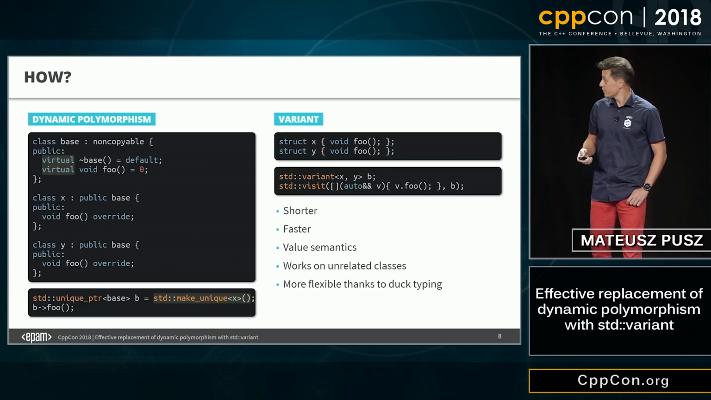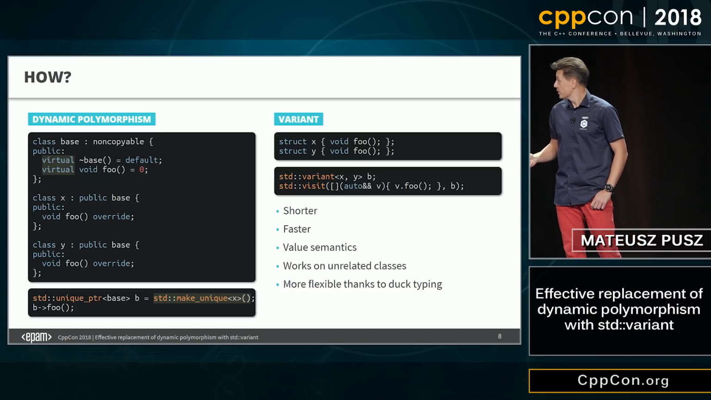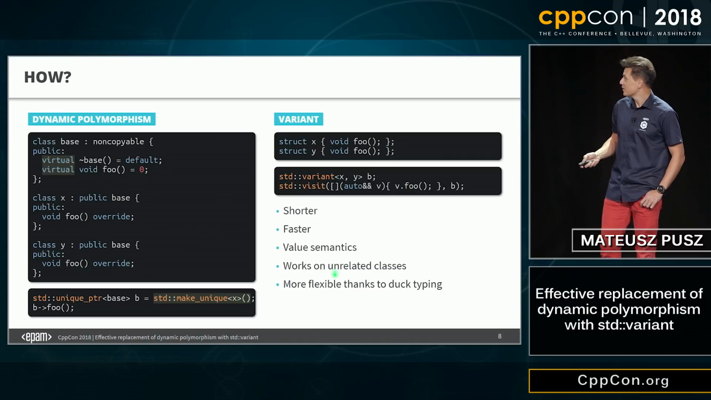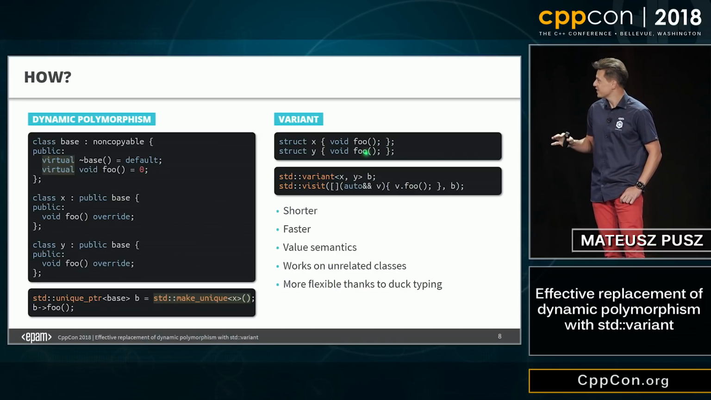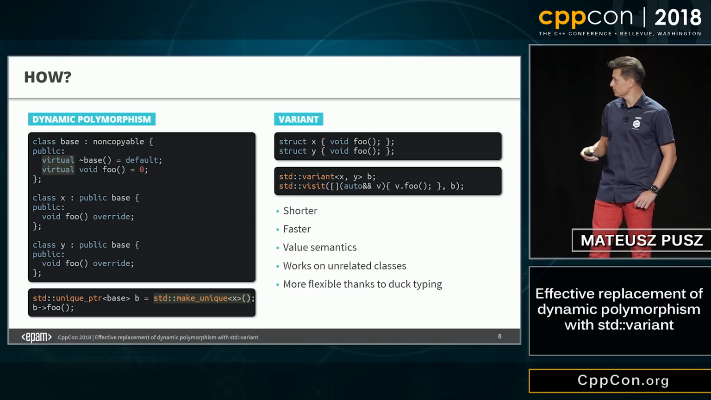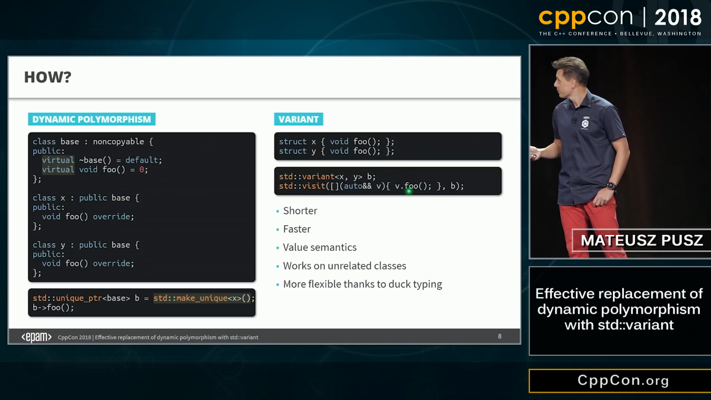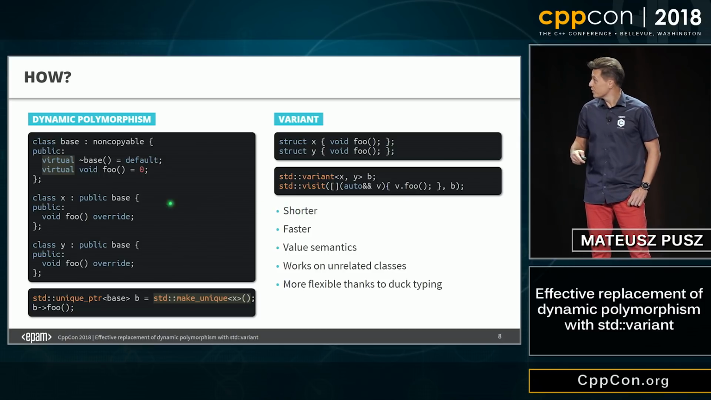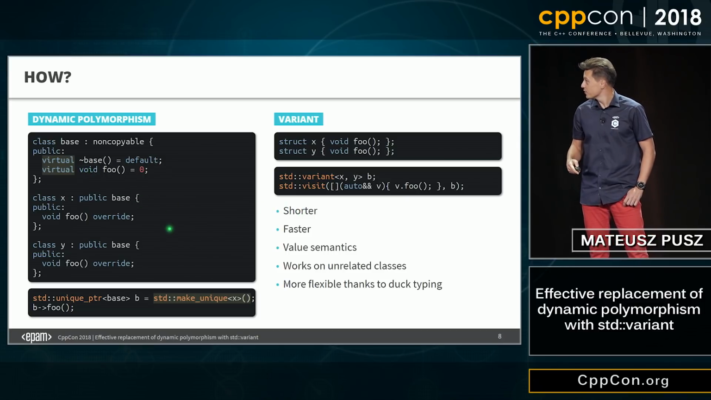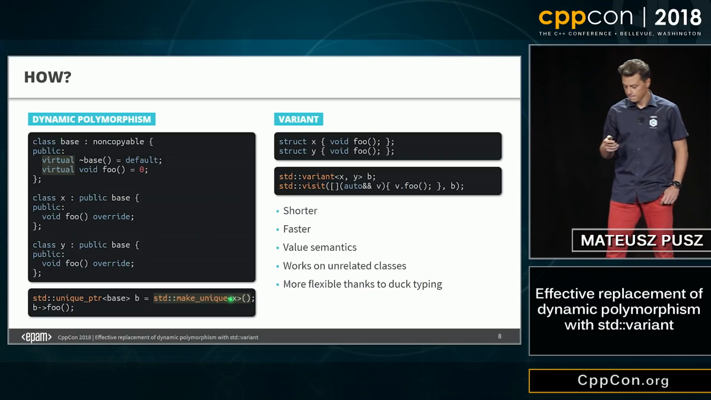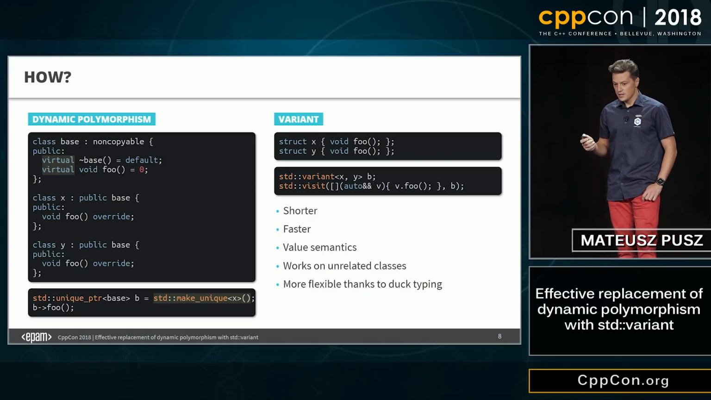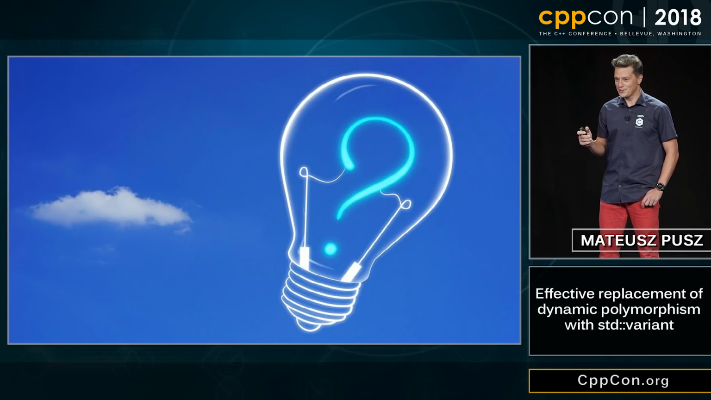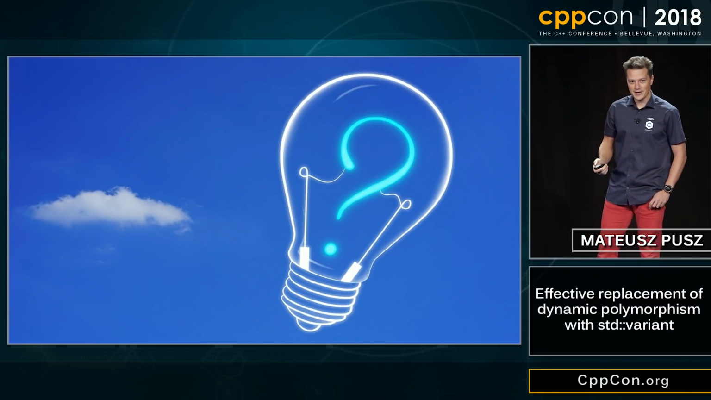That code is shorter, it's faster, it has value semantics. As I said, it works on unrelated classes, and it's more flexible because you may have different signatures, as long as they obey the rules of that visitor. We don't have a penalty for the virtual dispatch and for this allocation. And basically, that's all. This is the feature I wanted to share with you today.